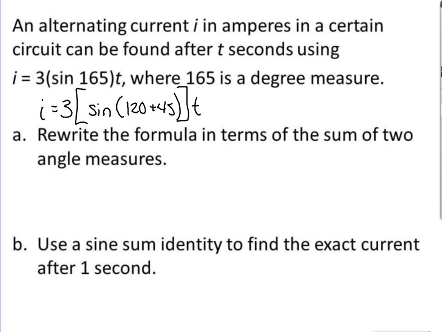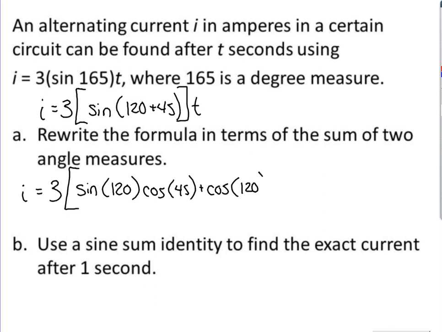Now this is a sine sum problem. So when we rewrite this equation, sine of a sum, we're going to say the sine of 120 cosine of 45 plus the cosine of 120 sine of 45. And now we've rewritten the formula in terms of a sum of two angle measures. For part B, we're going to use this sine sum identity to find the exact current after 1 second.